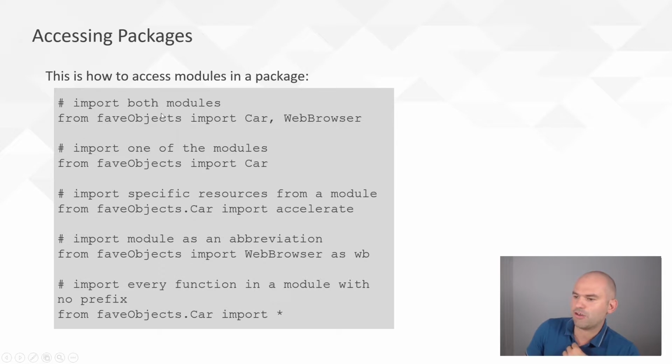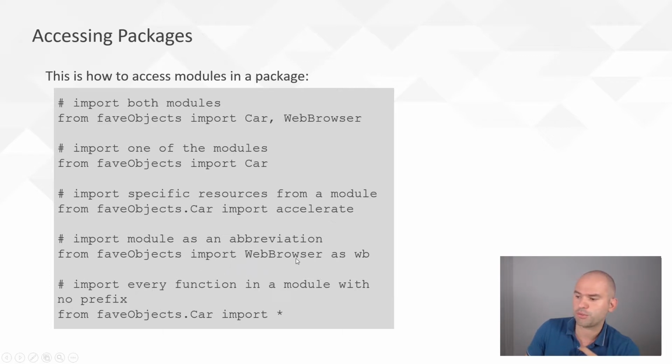So let's say we have that folder, favobject, and in it is a module like web browser. You can import both of those modules by typing in from favobject. That's like a folder directory. You can import one of them. This is called a relative import. You can go from favobject.ka, so this is like an address, and you're importing a specific method from a specific module in a specific package.